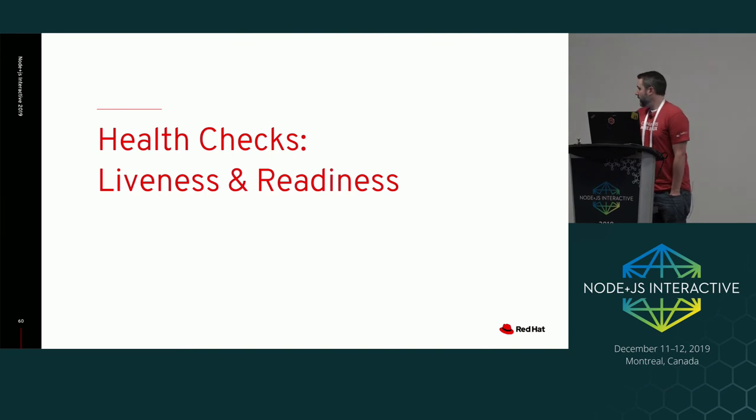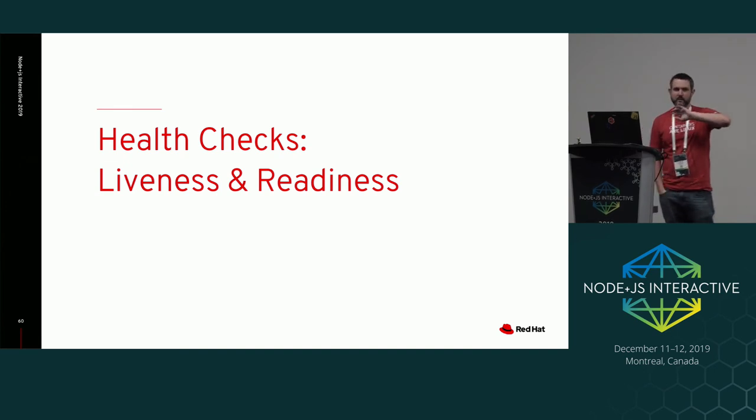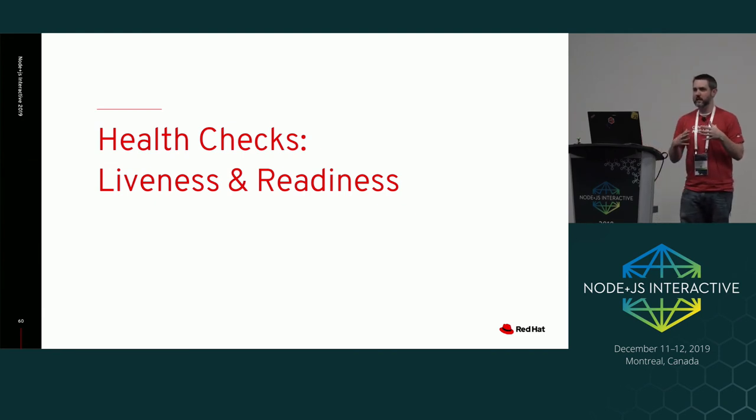All right. So health checks, which are liveness and readiness URLs. Here's another pattern. A liveness probe is basically checking to see if your app is alive, and readiness is something you can check to see if your app is ready yet. With a combination of these, you could actually have zero downtime when redeploying your applications.